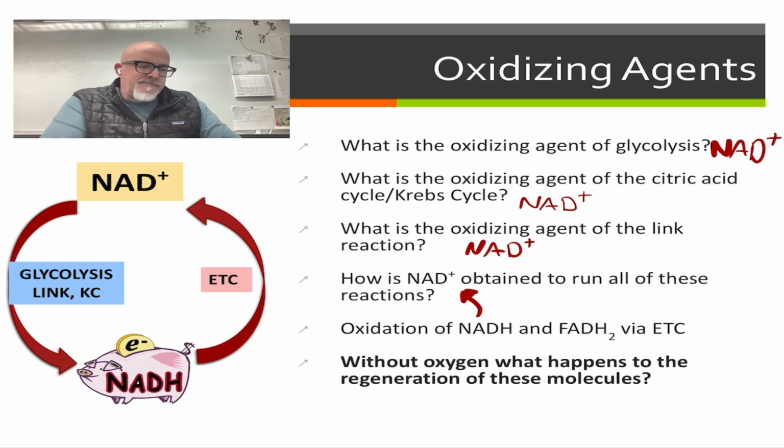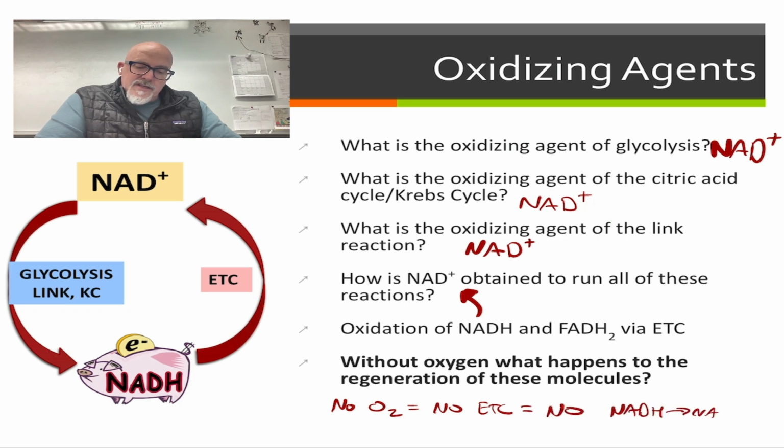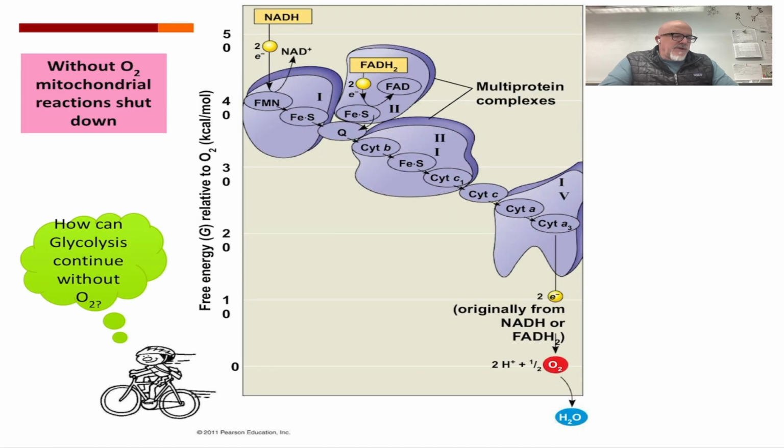If we don't have oxygen, so no O2 equals no ETC equals no NADH to NAD+. If we don't have any NAD+, then we can't do aerobic respiration. We can't fill more because we haven't emptied them, and we're stuck. We run out of ATP. So if we do that, what happens? My question to you then is, what if we don't have enough oxygen? Without O2, mitochondrial reactions will shut down.